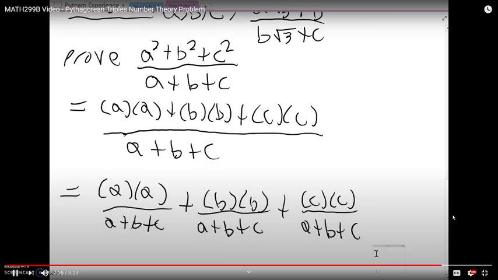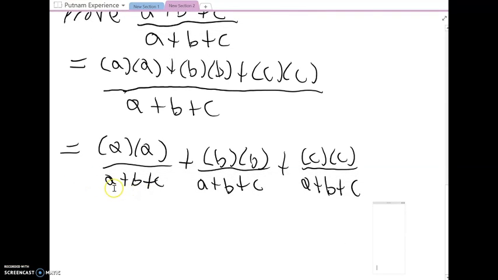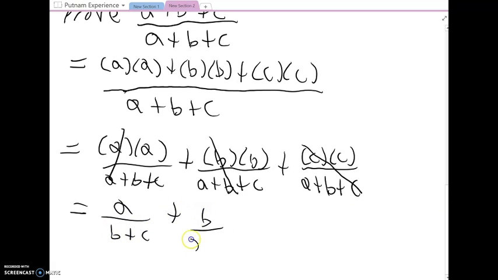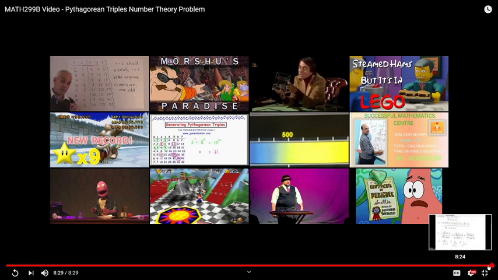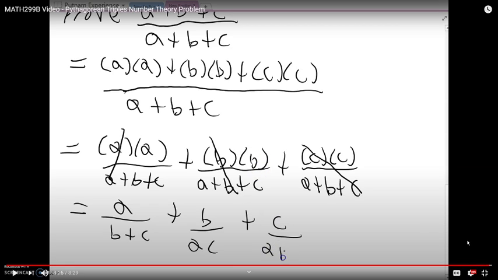And what you could do now for this problem is that you see a times a over a plus b plus c. So since you see this, one of the a's can potentially cancel, and then likewise for this rational expression, one of the b's will cancel, and for this fraction right here, c can cancel. So you could have a over b plus c, plus b over a plus c, plus c over a plus b. Alright, this is an illegal operation. You can't just cancel a from the numerator and denominator like that.